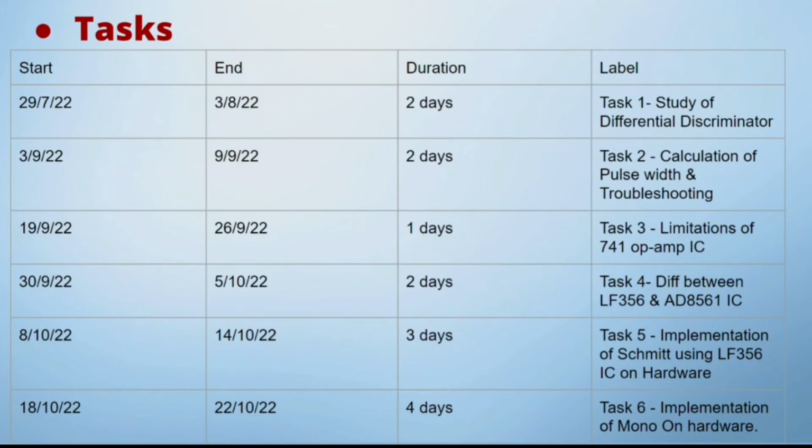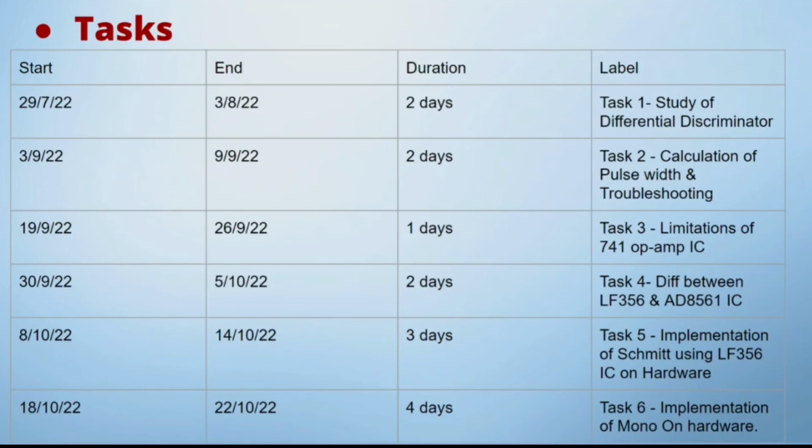In task 1, we have revised the concept of differential discriminator in detail. In task 2, we have calculated the pulse width of monostable from the formula as well as from the observation. In task 3, we came across the limitation of op-amp 741 IC and also the heating of monostable, and to overcome this limitation, we have replaced the 741 IC with LF356.